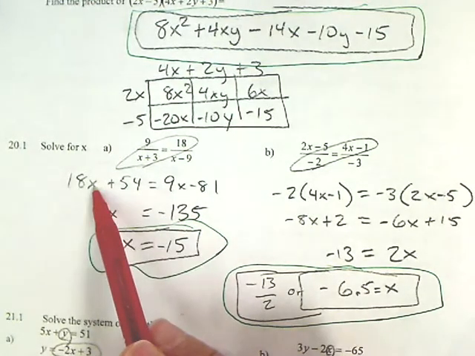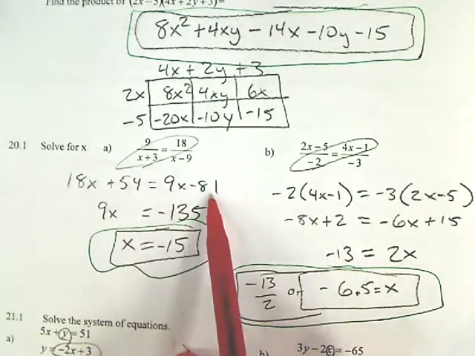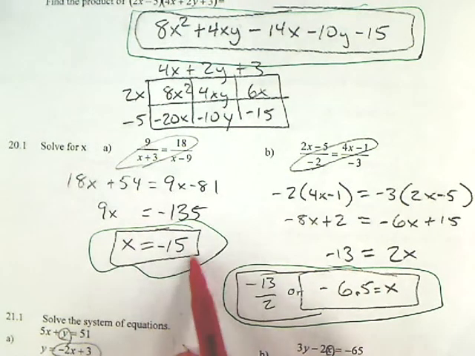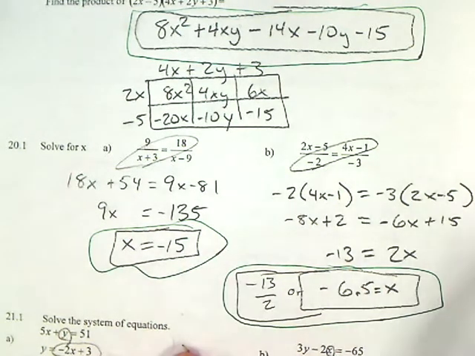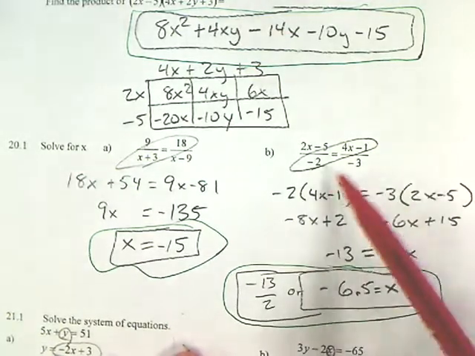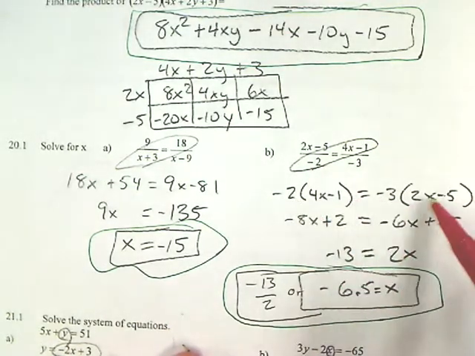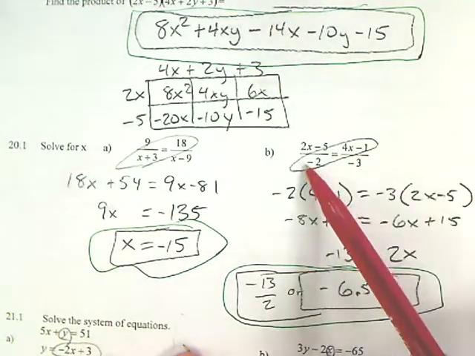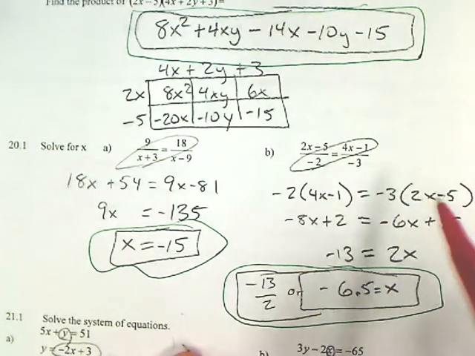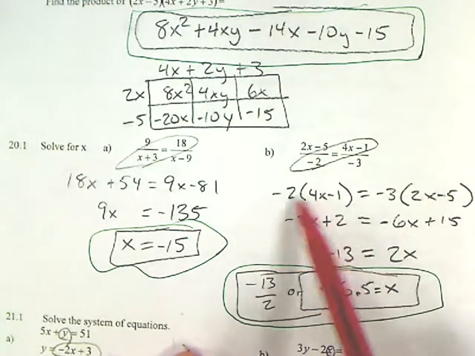Subtract 9x from each side. Subtract 54 from each side. Divide. You get -15. Same process over here. Watch the negative. I wrote out the parentheses this time because there's a negative here and here, and a lot of little mistakes can happen. So I like to write it out.